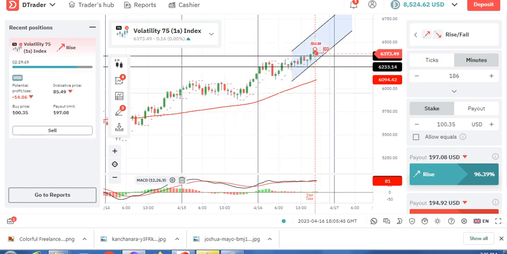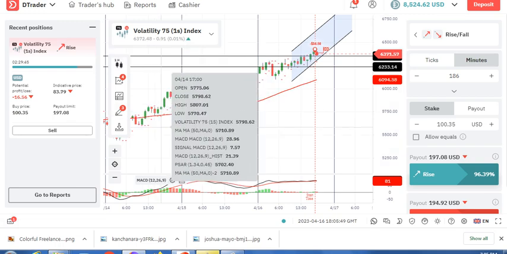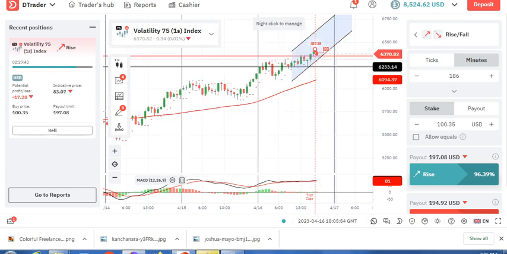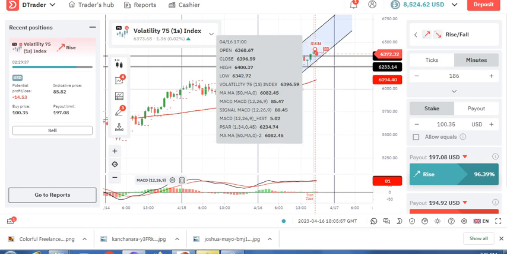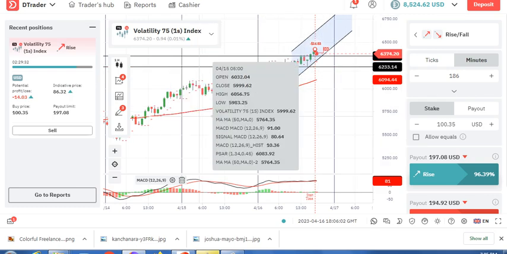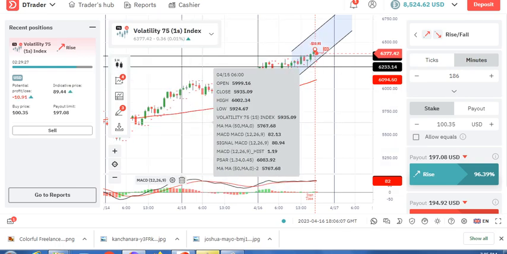You can see this is going negative right now, but I'm not bothered. The amount I used to enter the trade is $100, and I'm very sure that it will reverse back to the position where I made my entry. So the things you'll be looking at before you enter a trade are these.